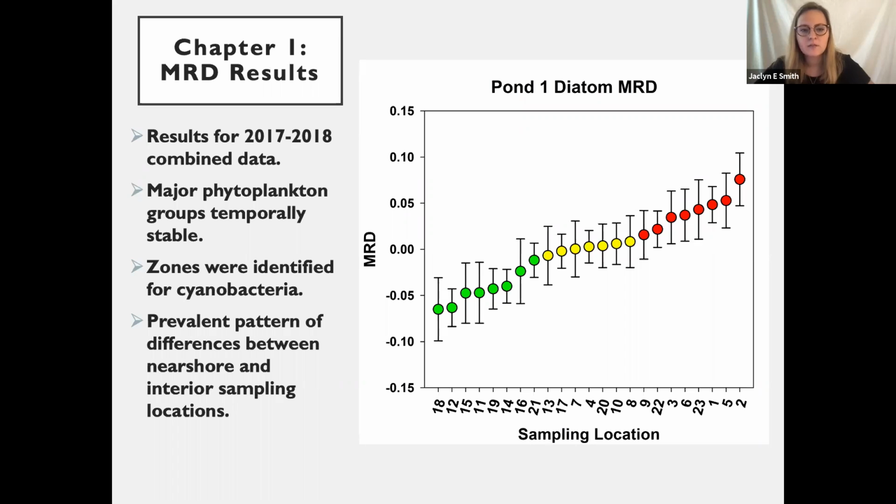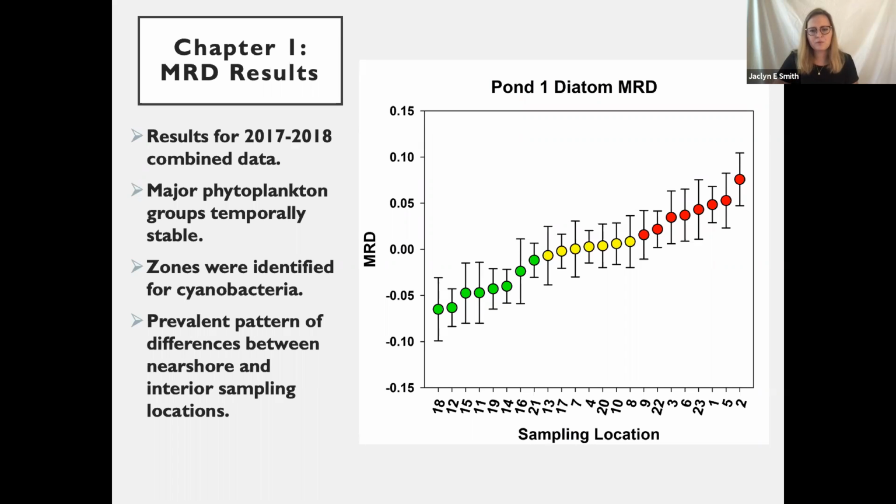Looking at this, you see there's green, yellow, and red. The green locations indicate locations with significantly lower concentrations than the pond average. The locations with the red symbols indicate areas with consistently higher than the pond average. And right in the middle, the yellow symbols indicate that those locations were approximately the pond's average. So an MRD value of 0 is basically stating that that location is about the pond's average.